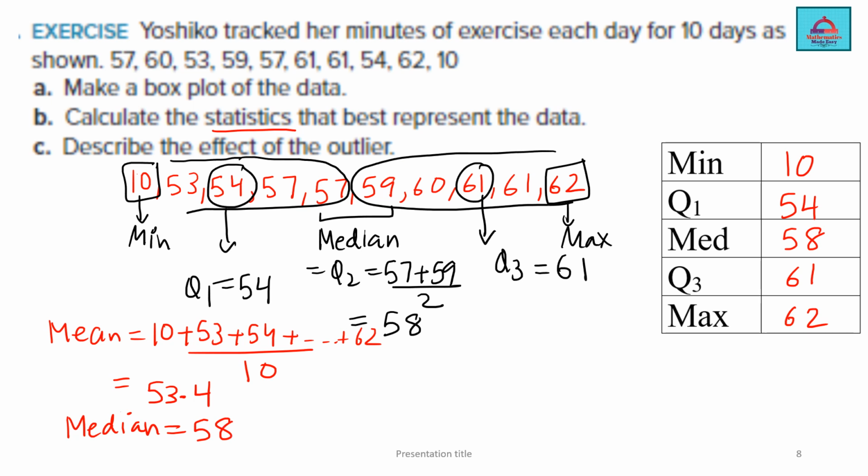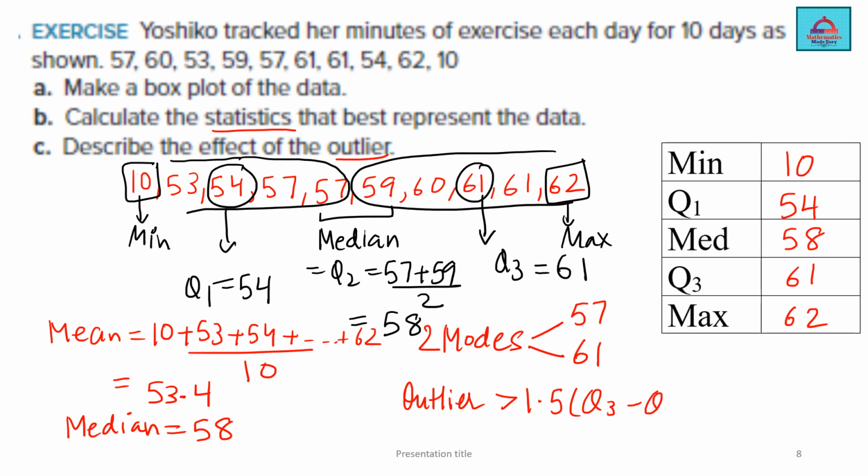And then for mode, if you observe carefully, there are two modes in this question because two numbers are repeated 2 times. First number is 57, it comes 2 times, and then 61, it also comes 2 times. Okay, so this is all done. Now last step is to find the outlier. So you can use the formula for outlier. I've already given it to you in the previous slide. And then we have to see what is the effect of the outlier on this question. So let's check our answers in the next slide.